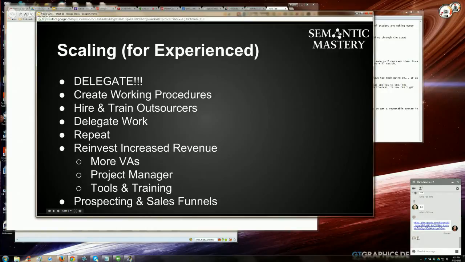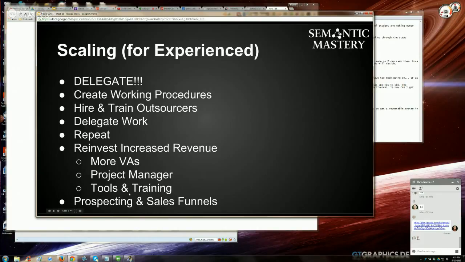Hire a project manager. Or even your first VA, if they're doing well, promote them to project manager status, where they can handle a lot of the day-to-day activities, the details of running the business, while you work on the money-making stuff, right? Research, client prospecting, the higher-level SEO stuff. Let them do the lower-level stuff.